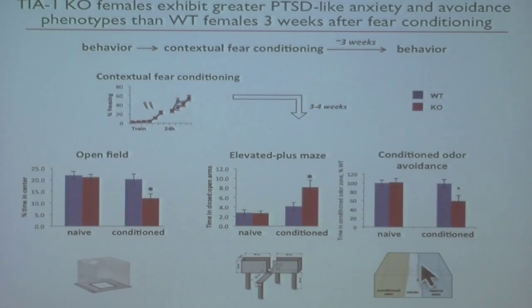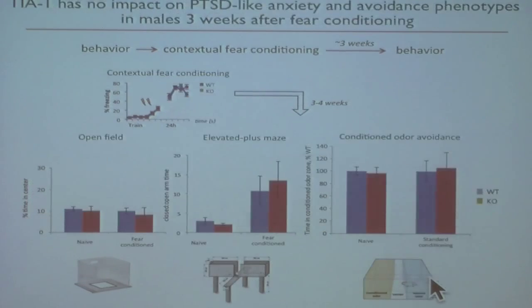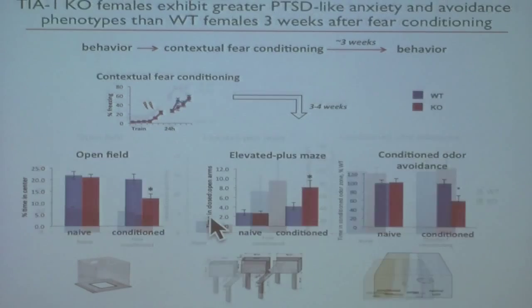And moreover, if you have a chamber, which we had, in which you train them and shock them in the context of a particular odor, they avoid that odor and go to the other side of the box where the odor is absent. This has no effect on males whatsoever. The wild type and the knockout are unaffected, while in the females you see dramatic effects. So this is sex-specific.